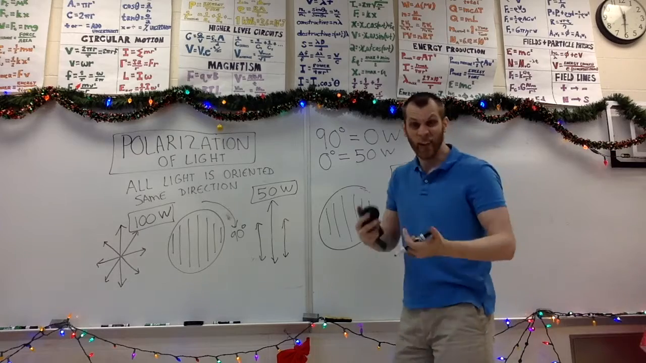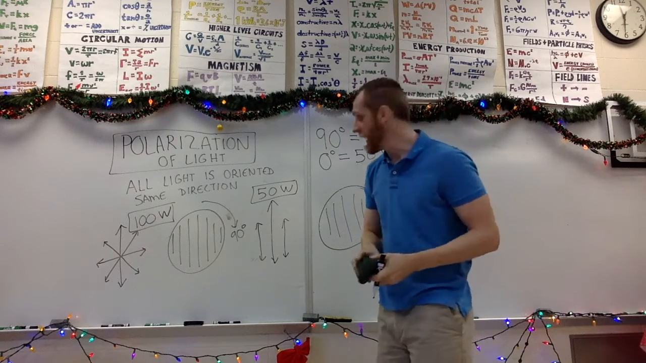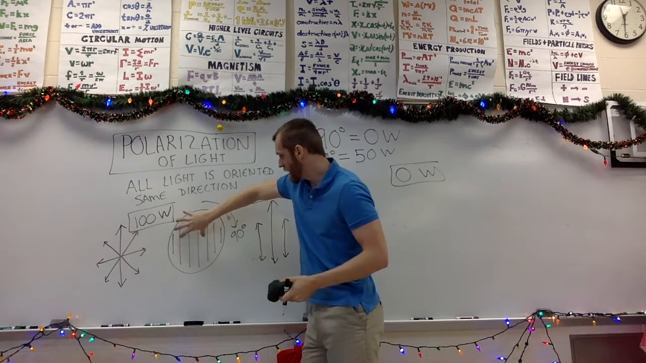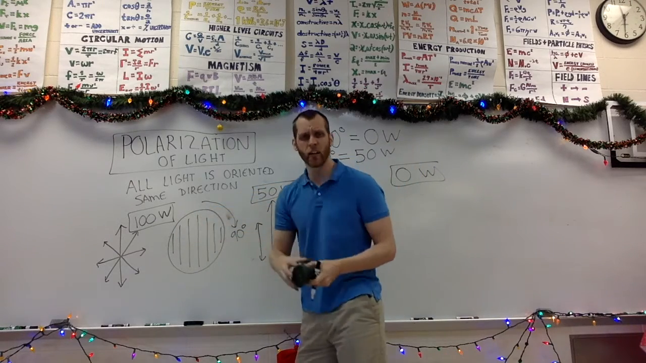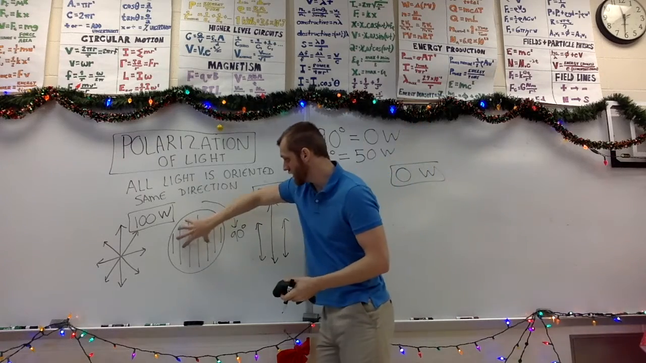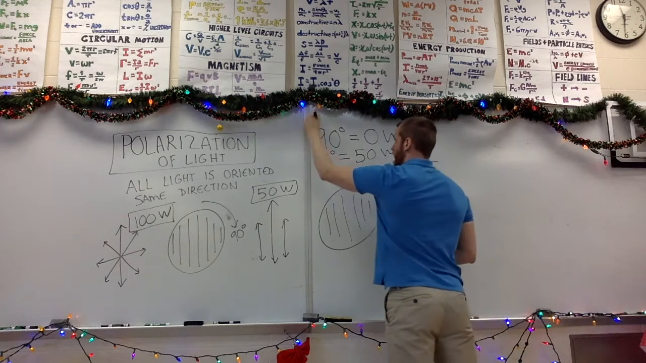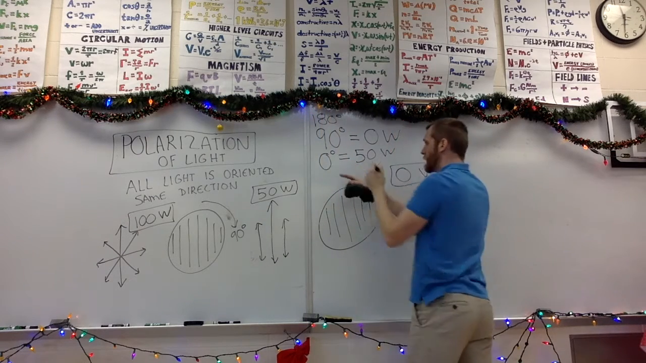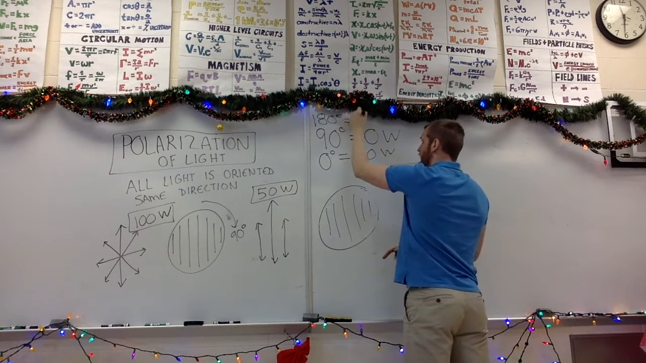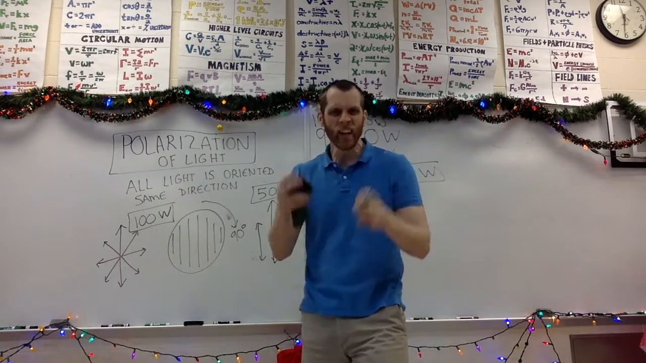But we can have different angles in there too. Let's go with 180 degrees. 180 degrees would be like, all right, if I take this, rotate it completely around, get 180 degrees, well, now the lines are vertical again. Because if I just rotate this 180 degrees, it's still vertical. Which means that 180 degrees is the same as 0 degrees, so you still get 50 watts.